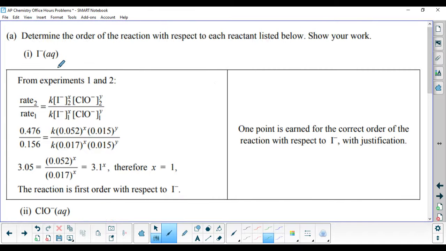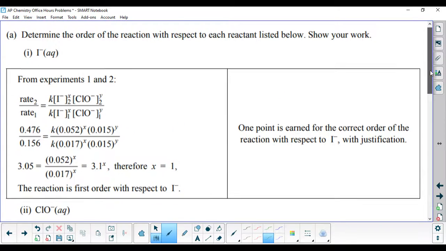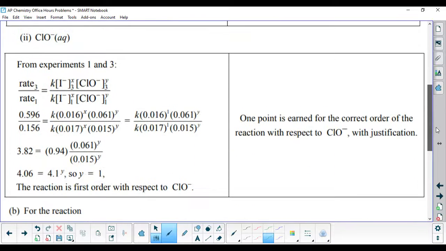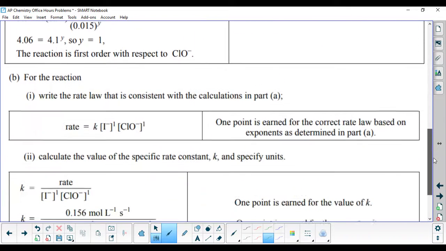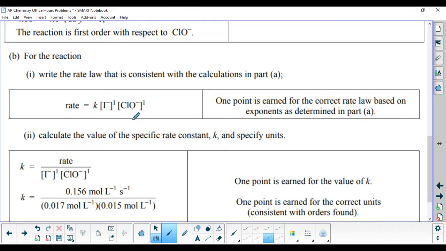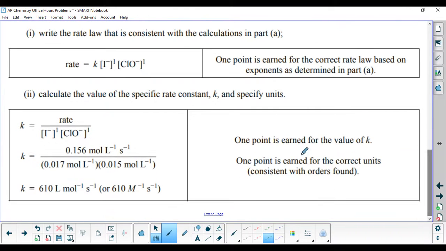For points here, you get 1 point for A, saying it's first order. You could justify it and walk through their math here. We didn't do it this way in class, and you wouldn't have to do it that way on the test. You could do it like what we just did. For part II, you should get first order again, and you only get 1 point for that. For part B, if you write the rate law just like we did, you get 1 point. And then for part C, you get 1 point for the number and 1 point for the correct units.